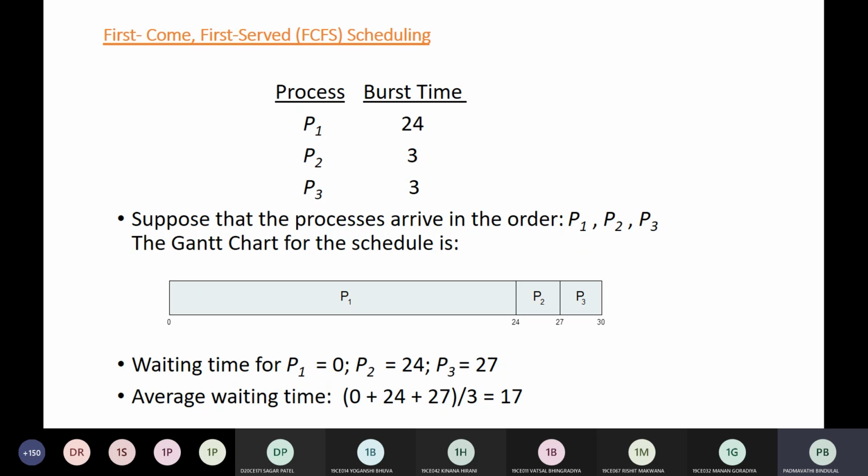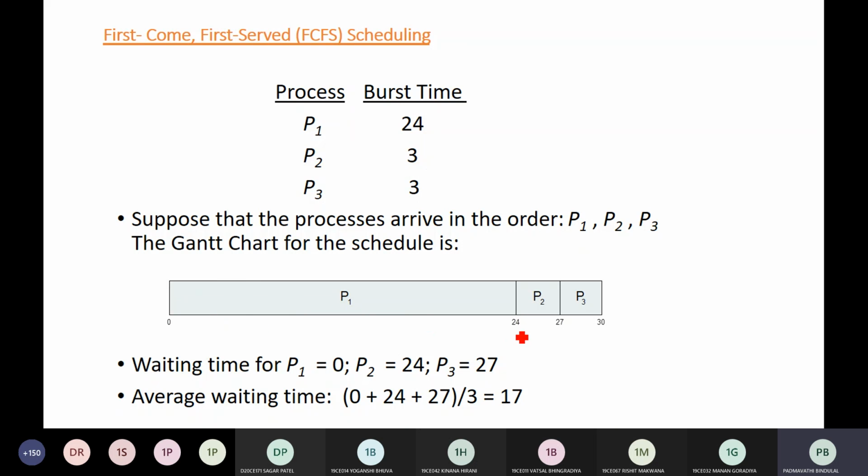So if I talk about FCFS, that is first come first served, and this is quite a simple example where you have 3 processes and arrival time is not given, which means you can assume it as 0. The burst time of the first process is 24, and the other 2 processes are 3. So it is quite easy for you to calculate.